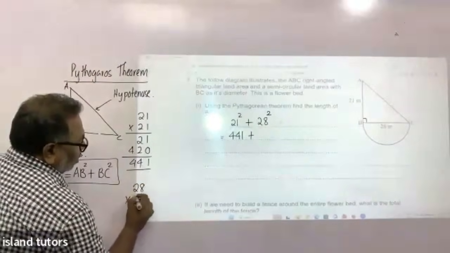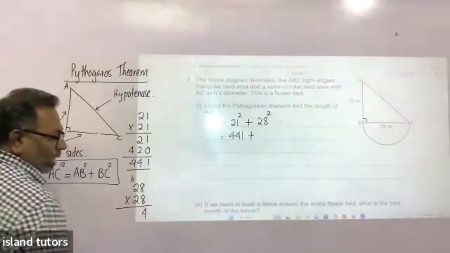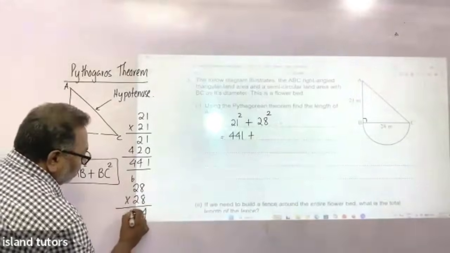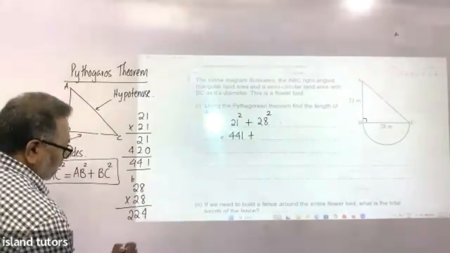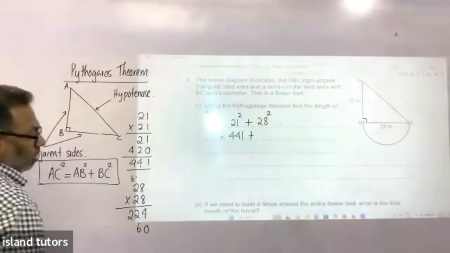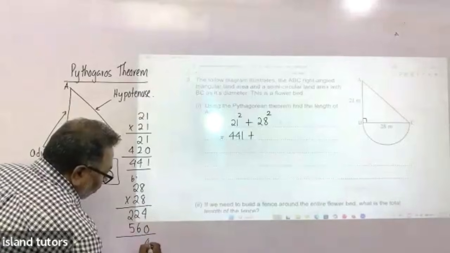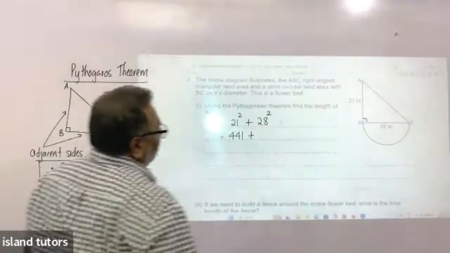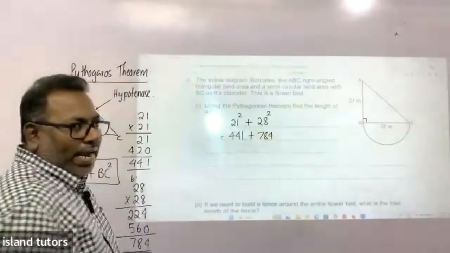28 into 28, 64, 6 carry forward. 2 into 8 is 16, plus 6 is 22, right? Then 0, 16 and 1, 5. So you have 4, 8, 7. So 784. Add it up.